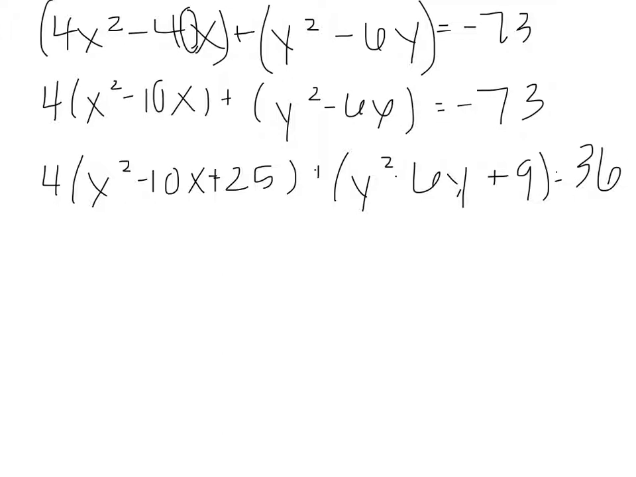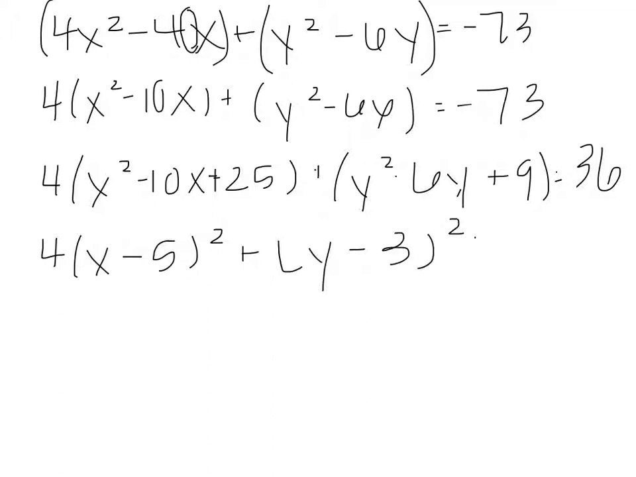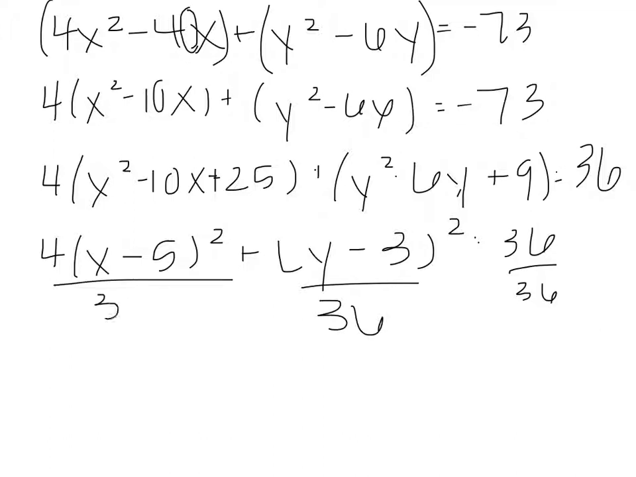Now, from here, we have to find our perfect squares, which are x minus 5 squared plus y minus 3 squared is equal to 36. And then we want to set it equal to 1, so we have to divide everything by 36 in order to set it equal to 1.